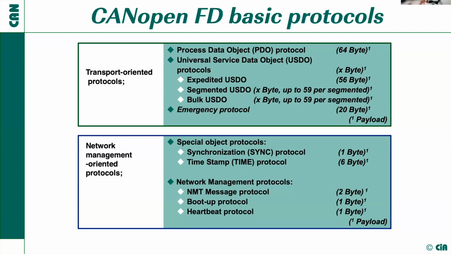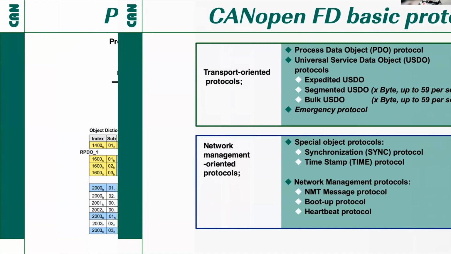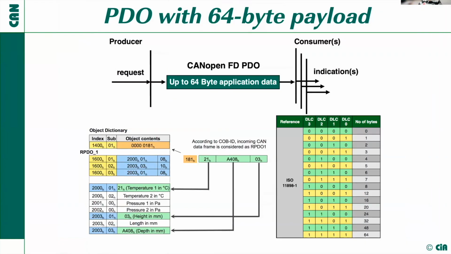On the other hand, there exist some transport-oriented protocols, in particular the service data object and the process data object. They are really limited in their performance by the size of a CAN classic frame. And if you want diagnostic information, we are also limited somehow by the size of a CAN classic frame. So these three services, the SDO, the PDO, and the emergency service, needed an update, and for them we provided it. Let's have a short look in the remaining time at how we did this update.